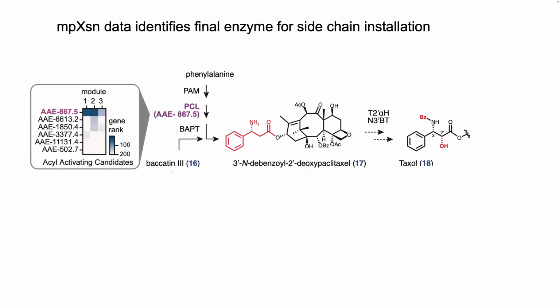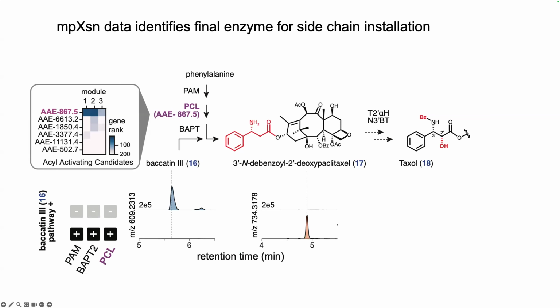However, when we looked at this family of genes, which are acyl activating enzymes, we noticed that another member of this family, this gene PCL 867, very strongly co-expressed with several of the Taxol modules. So by swapping this new PCL in, we then were able to very efficiently convert our baccatin pathway into a pathway that produced this side chain functionalized form, which is dibenzoyl deoxytaxol. So now we were just 2 steps away from producing Taxol.